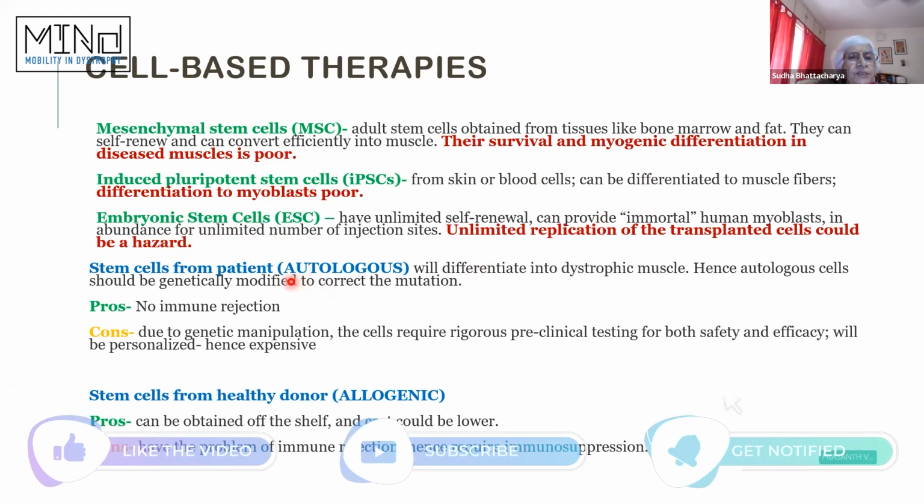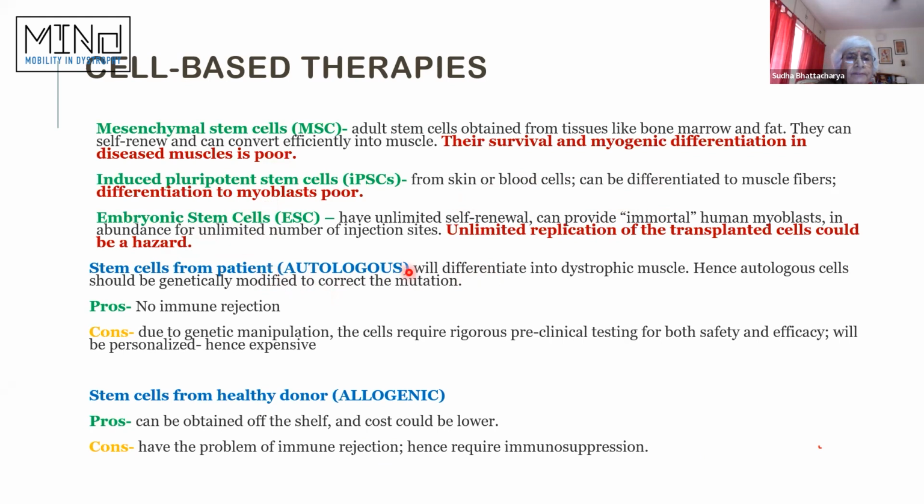Now, the cells can be obtained from the patient themselves, then it is autologous. And if they're obtained from the patient themselves, then they will have the DMD mutation, the dystrophin. So it has to be corrected. So the advantage of autologous is that you won't have immune rejection because the cell is from the patient themselves. But the disadvantage is that you have to genetically manipulate the cell, remove the mutation, and that is not very easy. Because with manipulation in the lab, you have to make sure that you have not introduced any other problem because of the manipulation, and because it is done for each patient separately, it will be expensive.